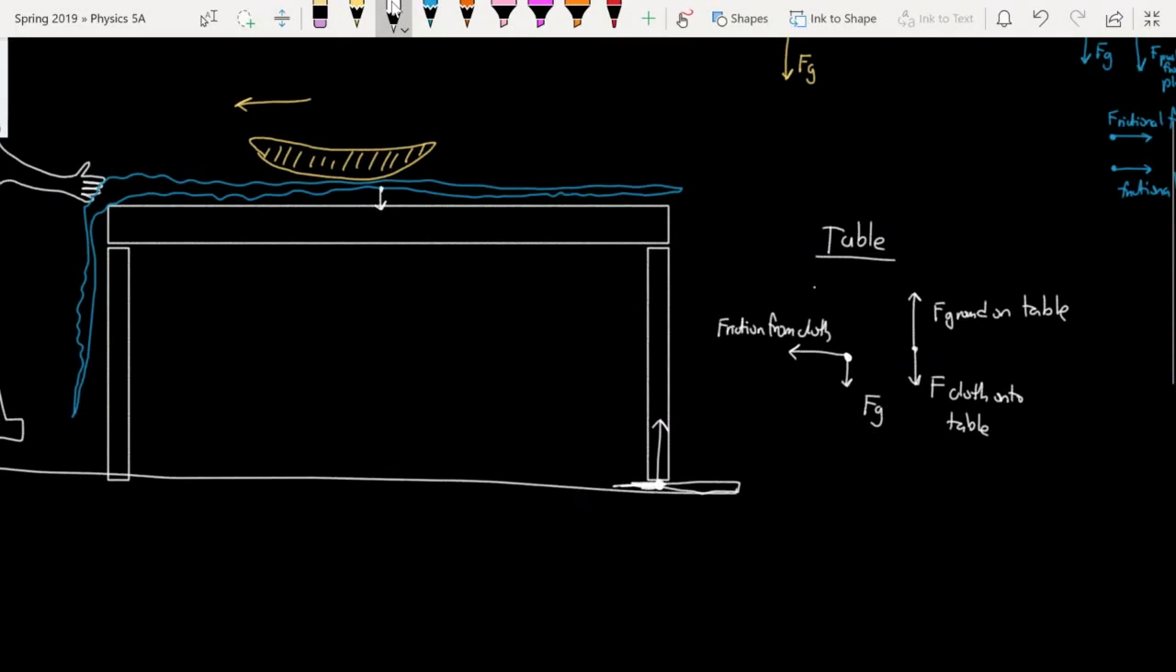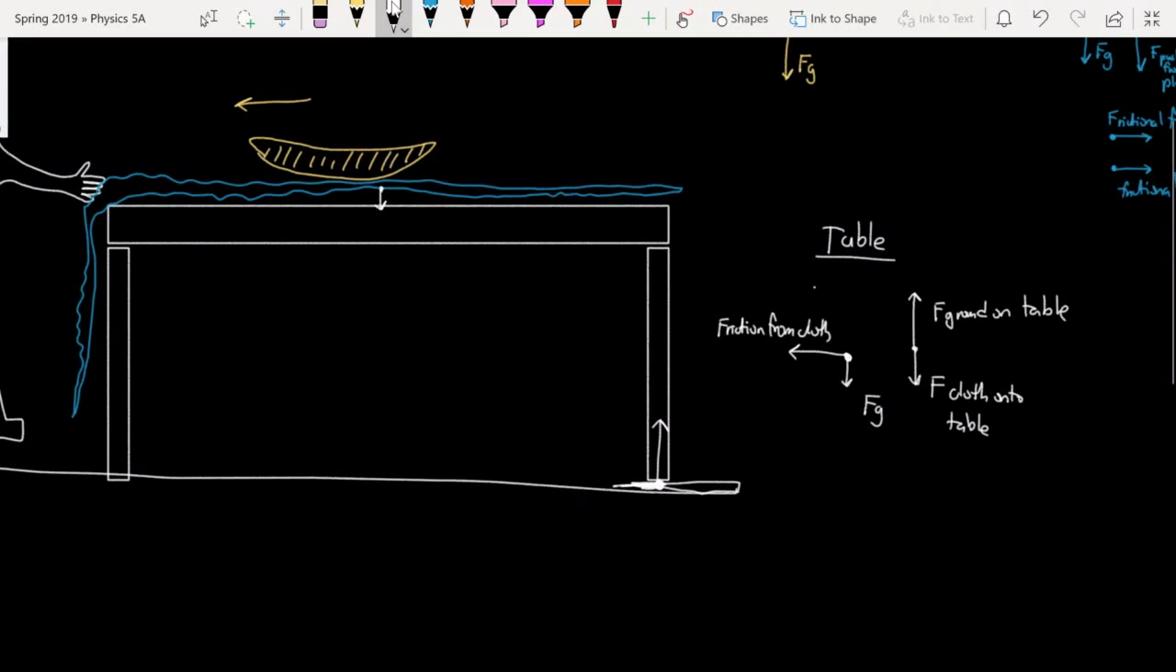But let's ask ourselves, when we pull that table to the left, we're pretty confident in the real world this table is not going to move. And the question is, why not? We only seem to have one arrow going to the left, so we would argue that the table has to move. It's only one force going to the left.